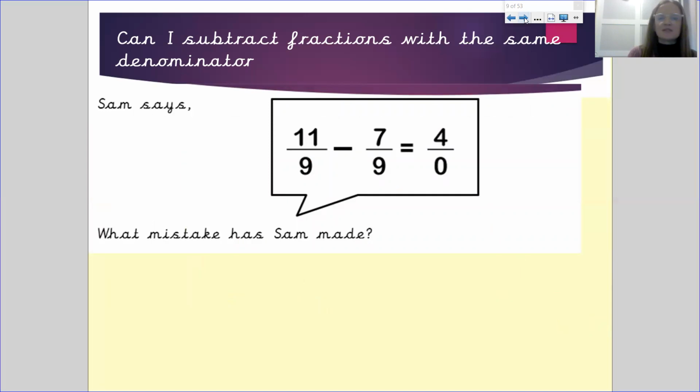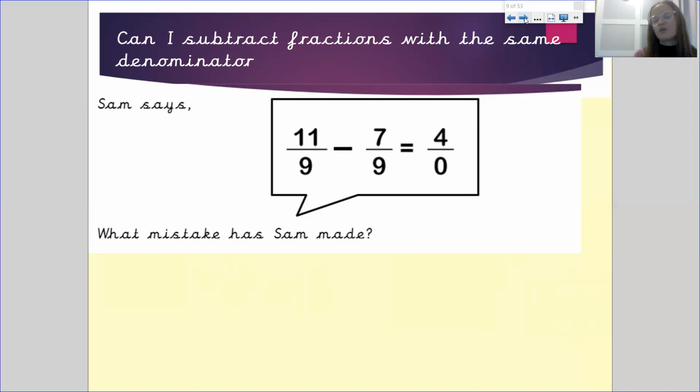Okay, so Sam says 11/9 minus 7/9 is equal to 4/0. What is the mistake that Sam has made? So pause the video and write this question out and say, what is the mistake that he's made and what should our answer have been? If you have completed that, I'm going to then go through the answers with you.